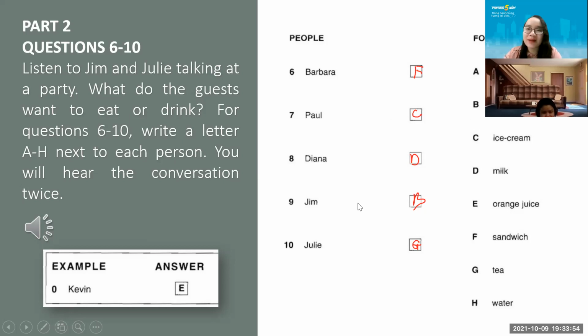Nghe xong một lần là làm xong hết luôn mà. Đâu có khó đâu đúng không? It's not difficult. It's not difficult. It's normal. Okay, I think it's easy. I think it's easy for you. Right, so now we will check the answer.